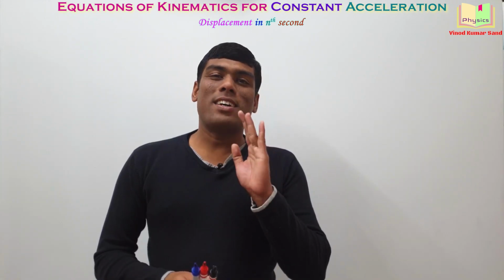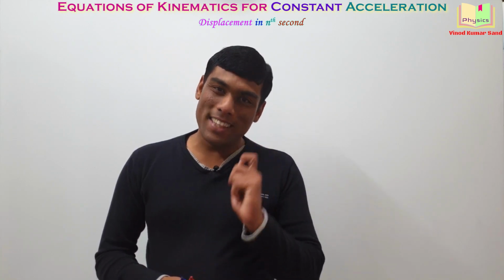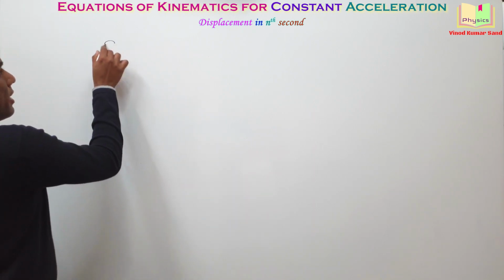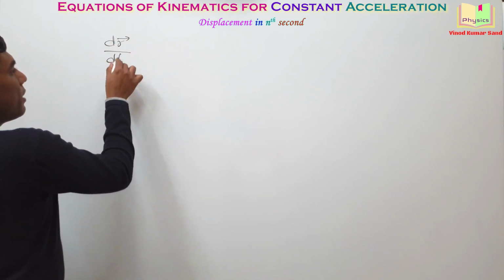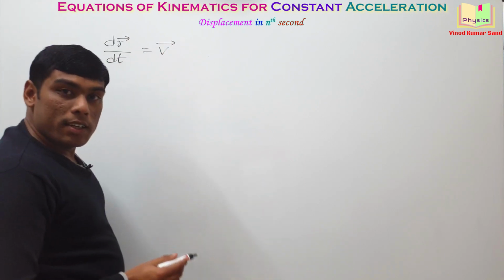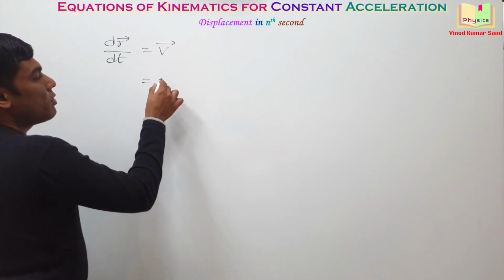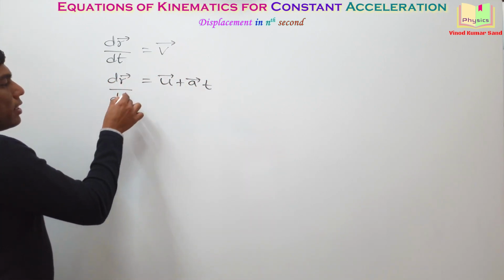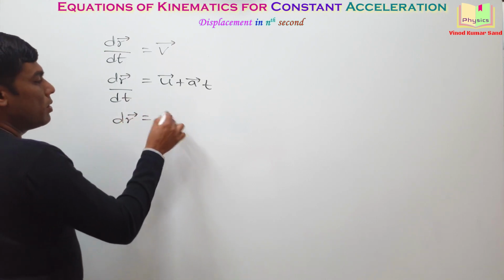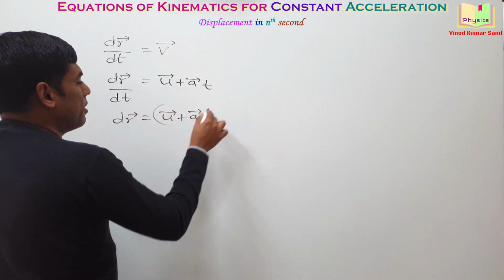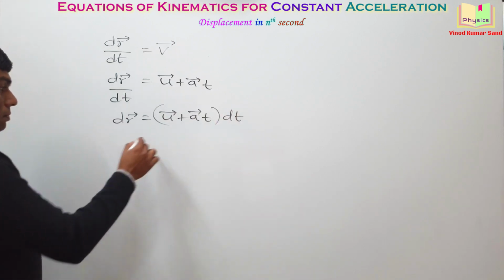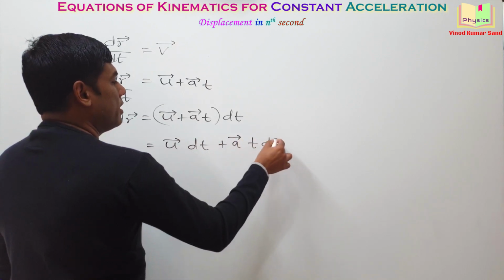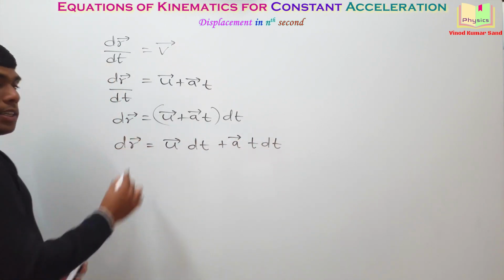I would like to derive the displacement in the nth second using integration. This method is a bit quick. Just pay attention. Those who are good at integration will immediately understand it. Can we write dr by dt is equal to v? Okay. And when acceleration is constant, v is written as u plus at. Is it fine? So here we can write dr is equal to u plus at multiplied with dt. Simplifying it further, u dt plus at dt, and here is the dr.